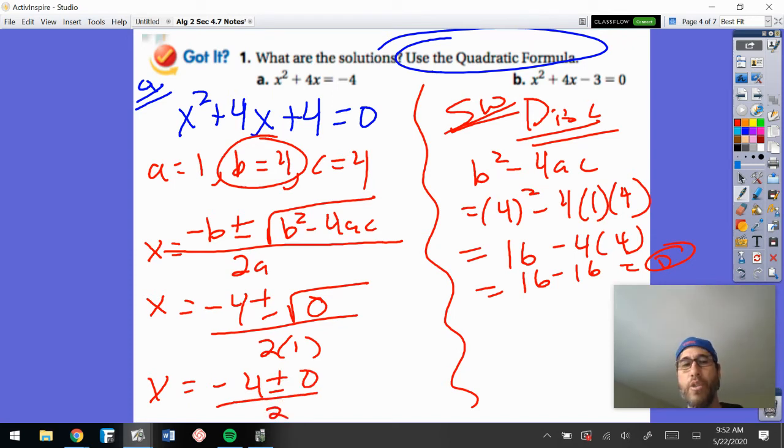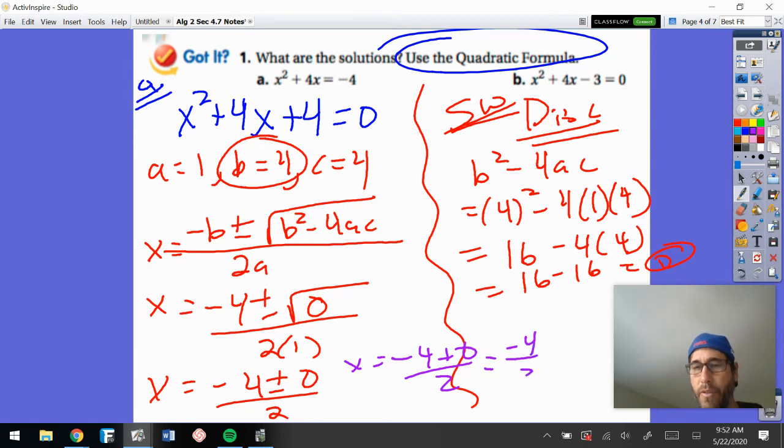So remember, whenever you do these, you want to write out your two answers. Let's use this fancy, cool purple. So I get x equals negative 4 plus 0 over 2. And whenever you know the square root, you have to work it all the way down. That means it would be negative 4 plus 0, that'd be negative 4 over 2, which is negative 2. That's one of my answers.